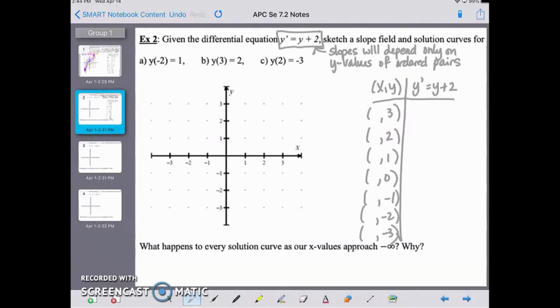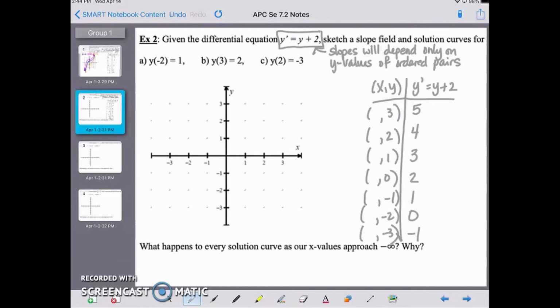Okay, so when I start plugging these in to get my slopes, when y is 3, 3 plus 2 gives me a slope of 5. When y is 2, 2 plus 2 gives me a slope of 4. When y is 1, 1 plus 2 is 3. When y is 0, 0 plus 2 is 2. When y is -1, -1 plus 2 is 1. -2 plus 2 is 0, and -3 plus 2 is -1. Okay, so now notice that my slopes are going to be in horizontal lines this time.